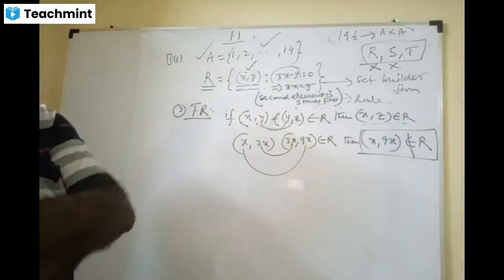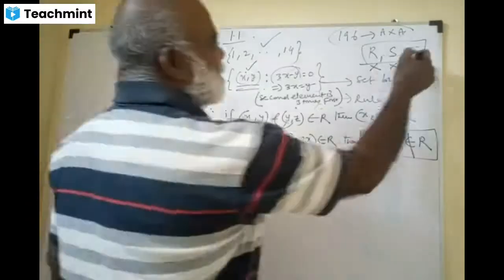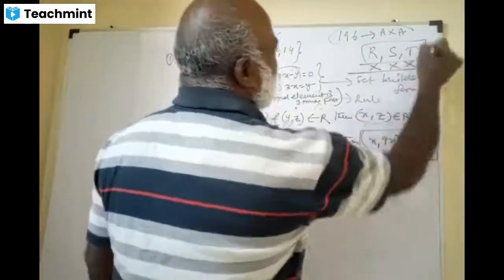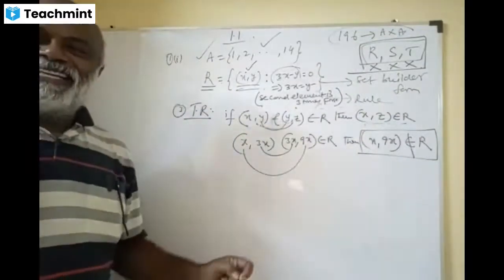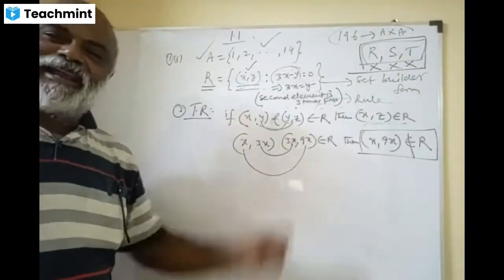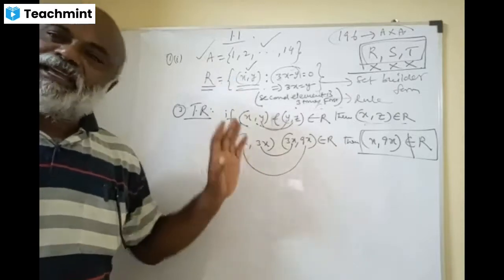Everyone got it, please? So you can say now it's not a transitive relation. Therefore, the first sum is neither reflexive, nor symmetric, nor transitive. So this is how we can solve the questions.